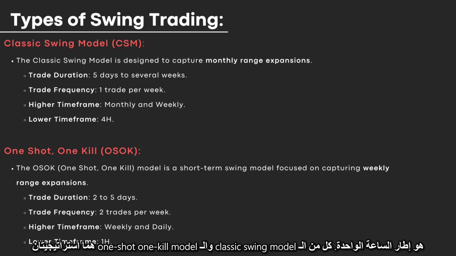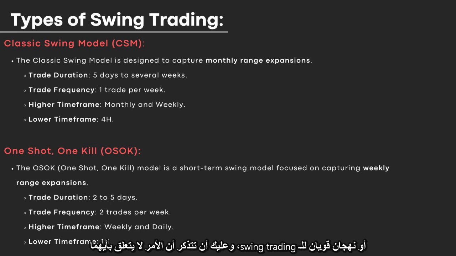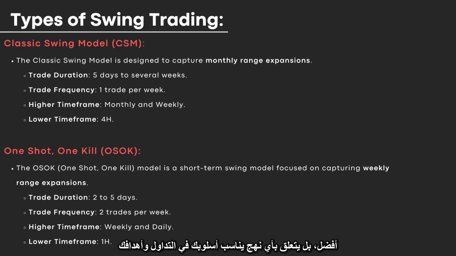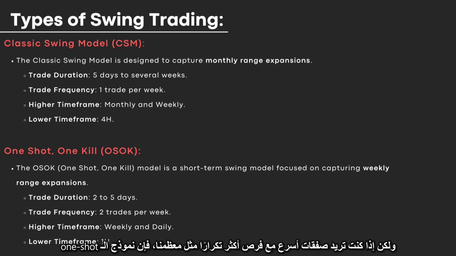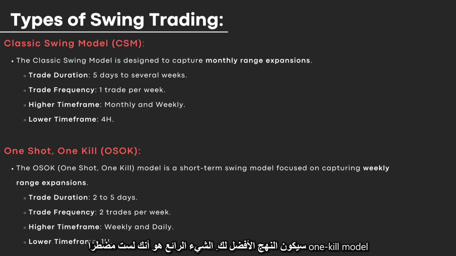Both the classic swing model and the One Shot, One Kill model are solid approaches to swing trading. And you need to remember that it's not about which one's better, it's about which approach fits your trading style and your goals as a trader. If you're all about patience and the long game, then CSM is your go-to approach. But if you want quicker trades with more frequent opportunities, like most of us, then the One Shot, One Kill model is going to be the best approach for you.